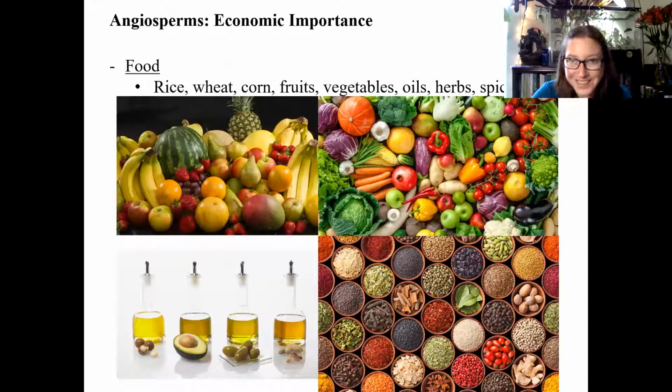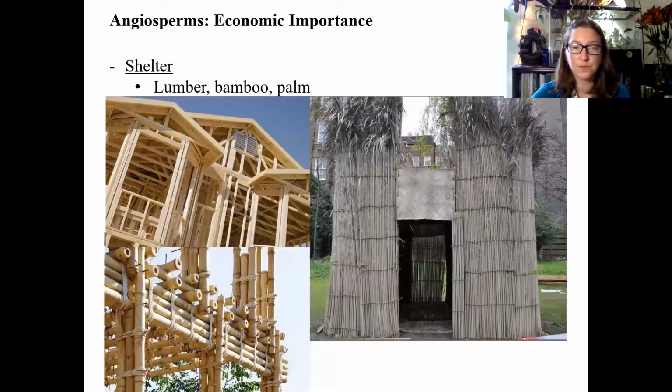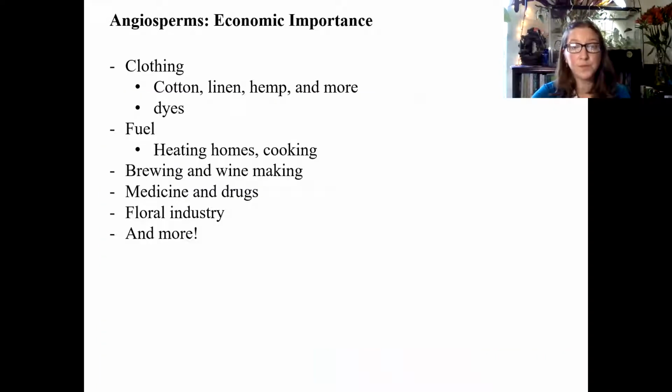Just to give you an idea. There's tons of things that we eat thanks to angiosperms, and not only food, but things like oils and herbs and spices. So we really make our food interesting by adding all of these different spices to give good flavor. We also use angiosperms for shelter, both the traditional kind, but also more modern day shelters still use angiosperm wood.